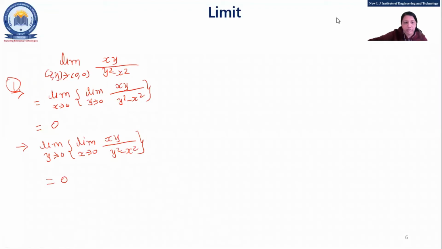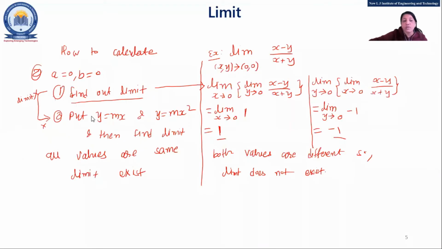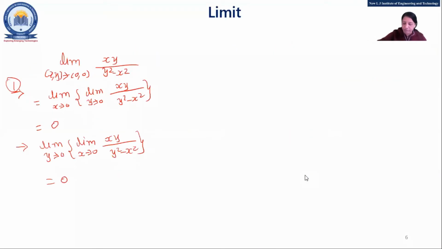Okay, both are 0. Fine. So that means what? When both are 0, we have to go for the second case, which is y equal to mx. So now I'll write down the second case only. Put y equal to mx in the equation and take x tends to 0.